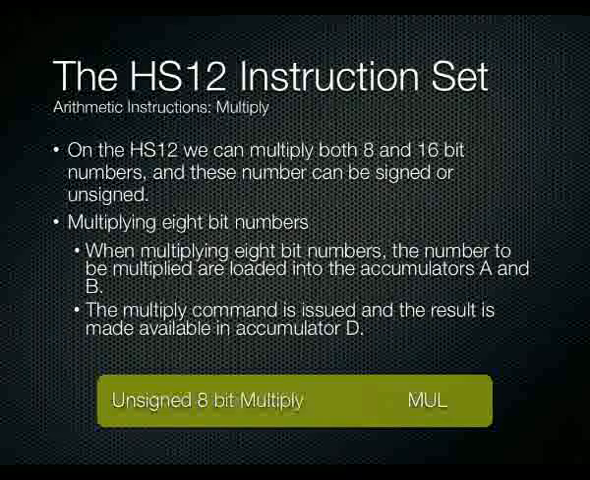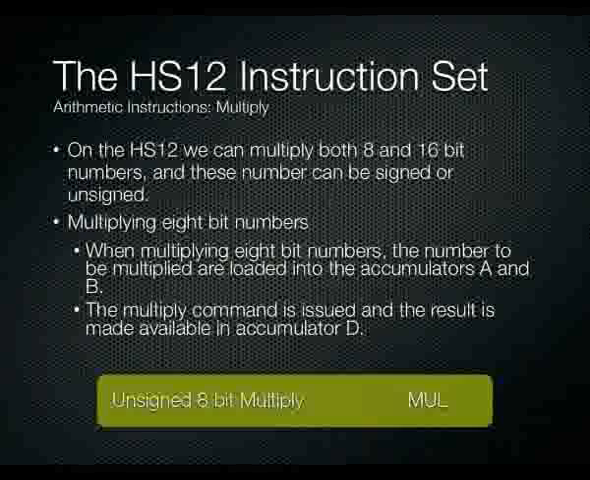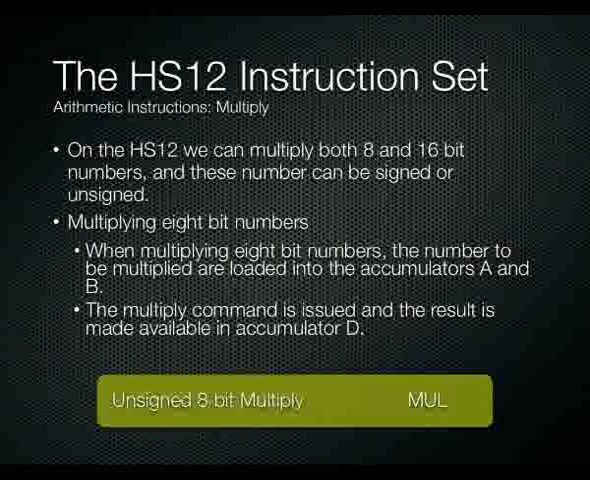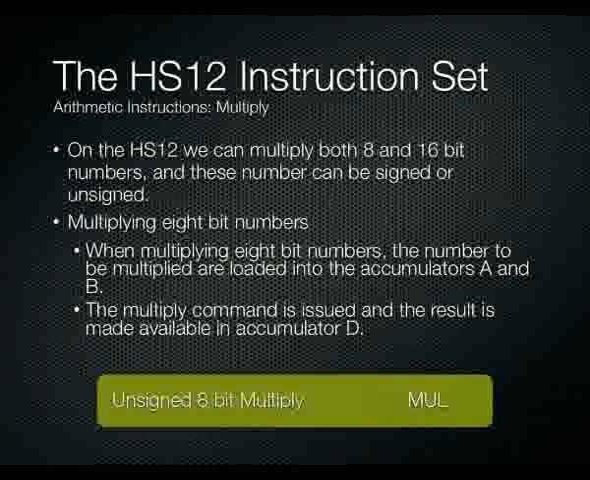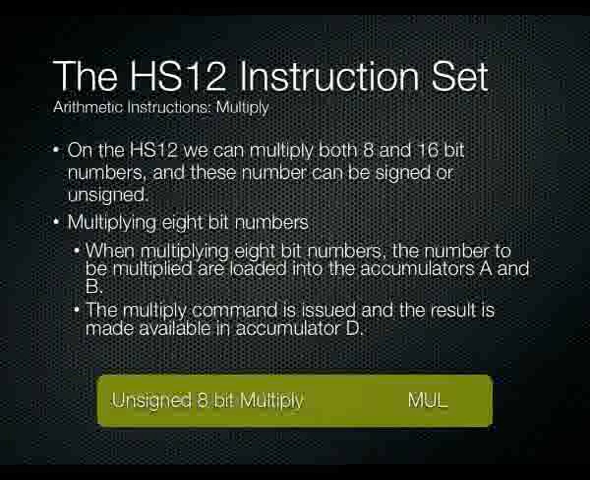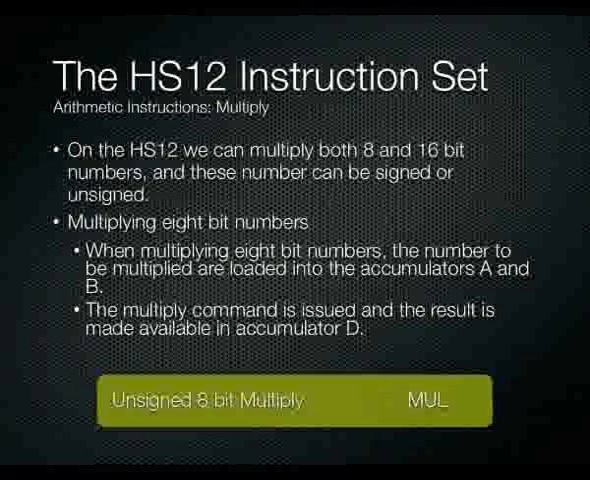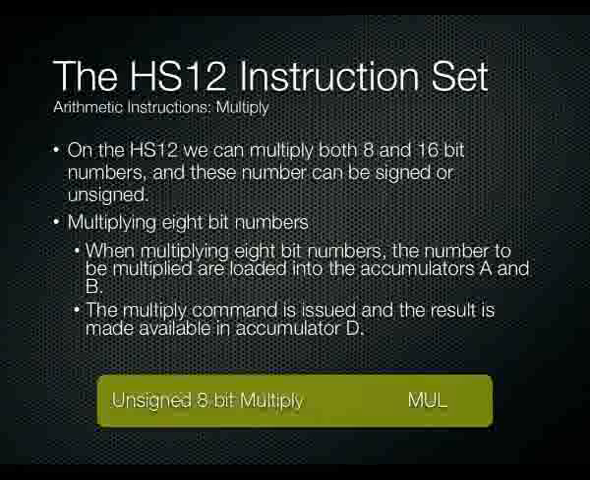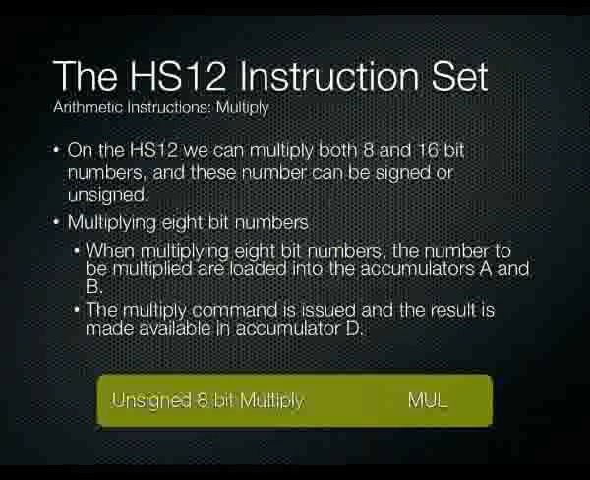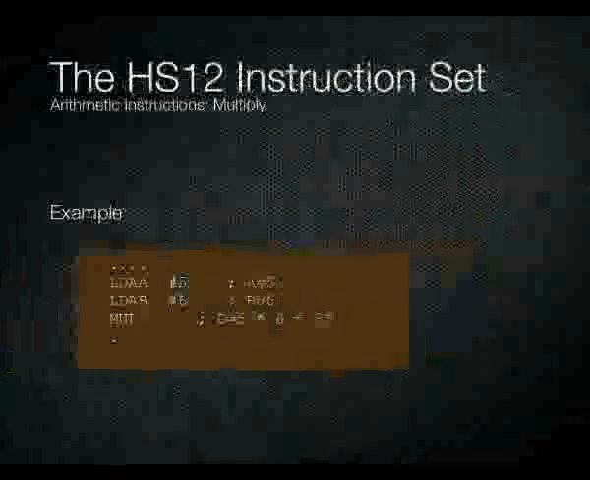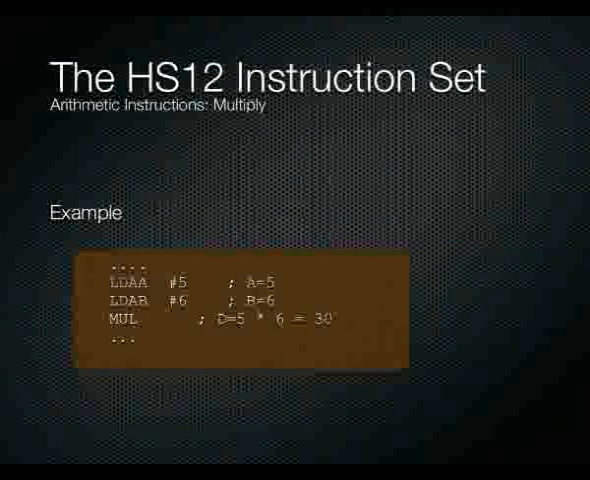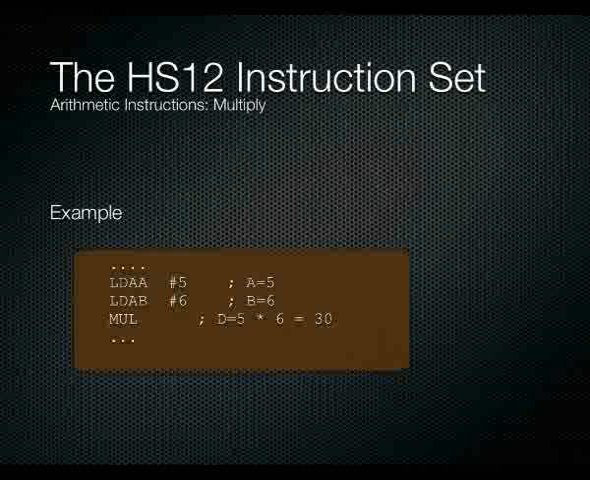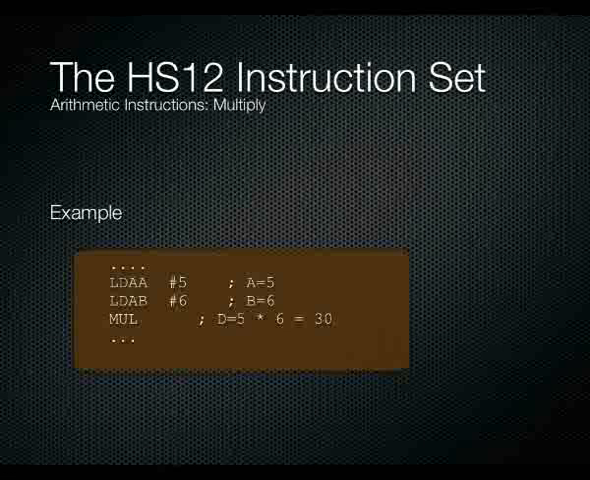When it comes to multiplying 8-bit numbers, we simply take the two numbers, put one number in accumulator A, put one number in accumulator B, then issue the multiply command, which is mul, M-U-L, and the result of that multiplication will appear in the combined register accumulator D. So simply load one into A, one into B, run mul, and the result will be in D. To give you an example, load accumulator A with 5, load accumulator B with 6. We run the mul command, and therefore D will have the value of 5 times 6, which in this case is 30. So that's a really good way of doing multiplication.